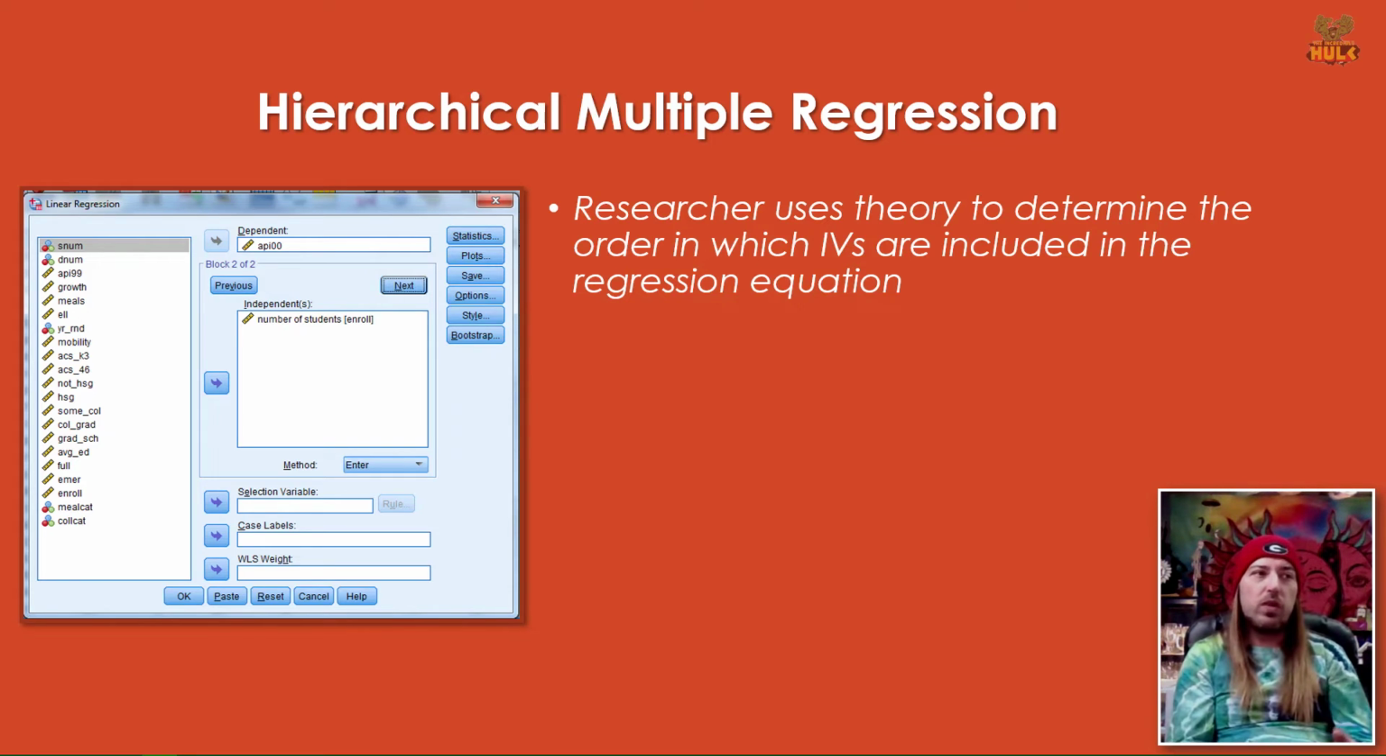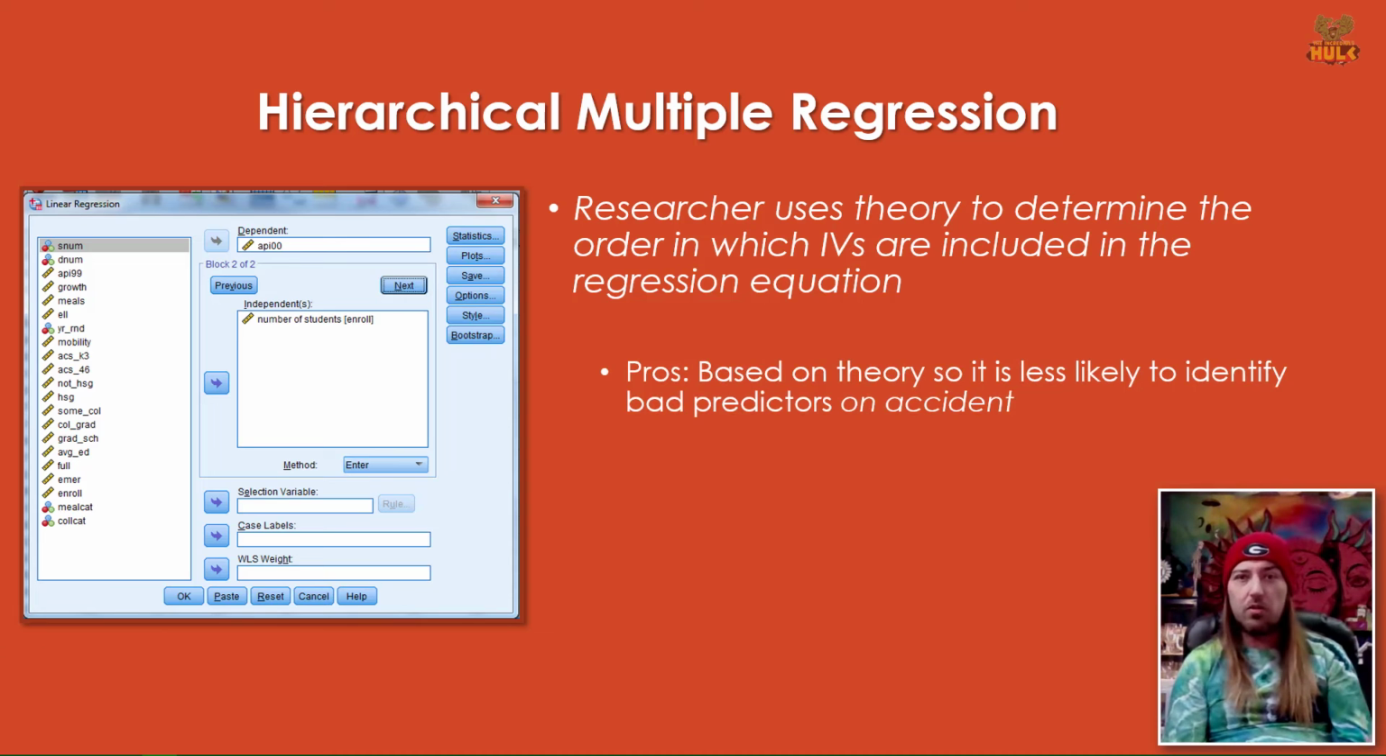And so this is a really good approach if you know the theory. So you know absences is the best predictor, but then we think SAT also should be a good predictor, so we're going to put that in as well, but we're going to put it in second. So in hierarchical multiple regression, the researcher themselves determines the order of the variables, right?